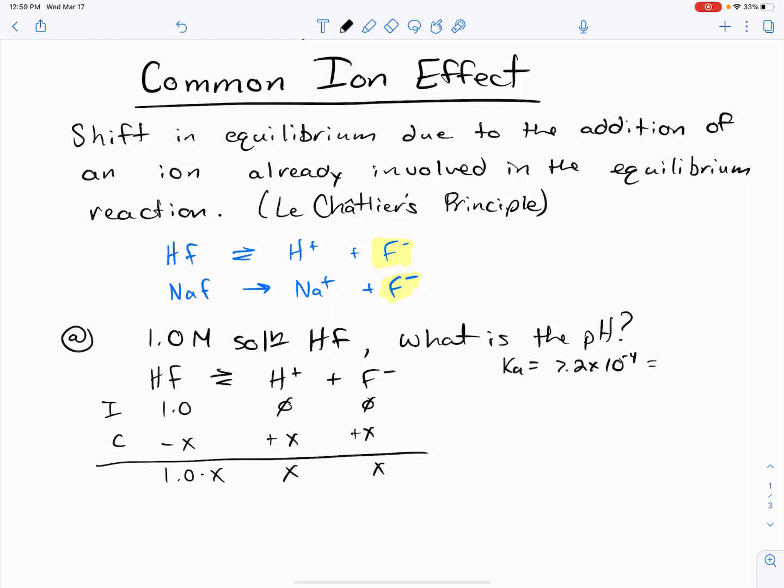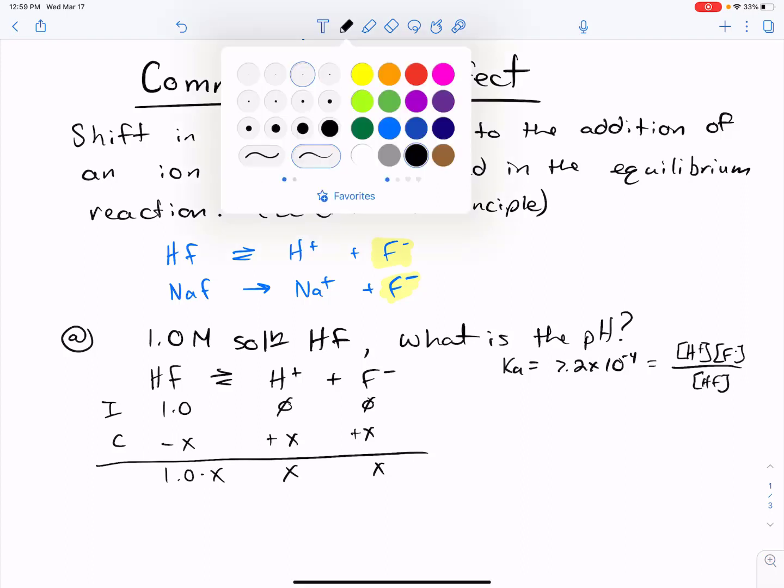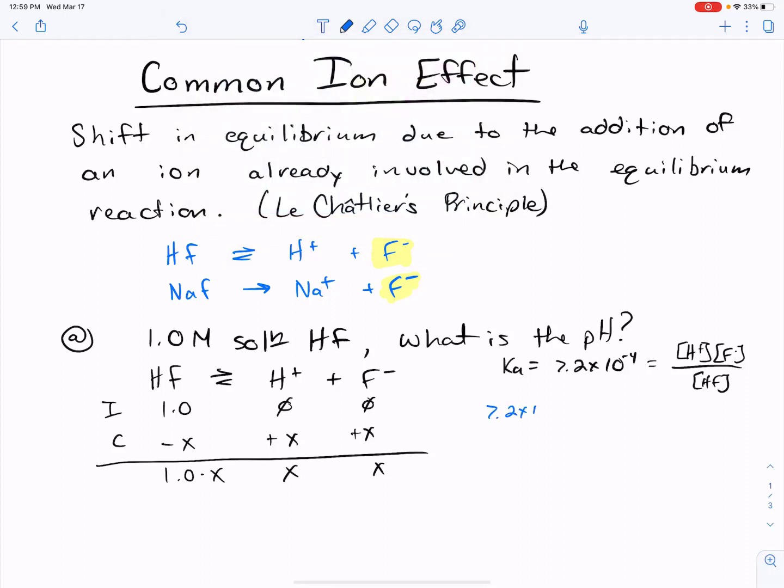And I know that my Ka is going to be equal to my equilibrium expression, which in this case is hydrogen ions times my fluorine ions all over my hydrofluoric acid. So if that's a true statement, which it is, then we're able to write 7.2 times 10 to the negative 4 equals x squared over 1.0 minus x. And we can assume that this x goes to 0 because 1 is at least 100 times greater than Ka. Then I can solve for x, and so x equals 2.68 times 10 to the negative 2.